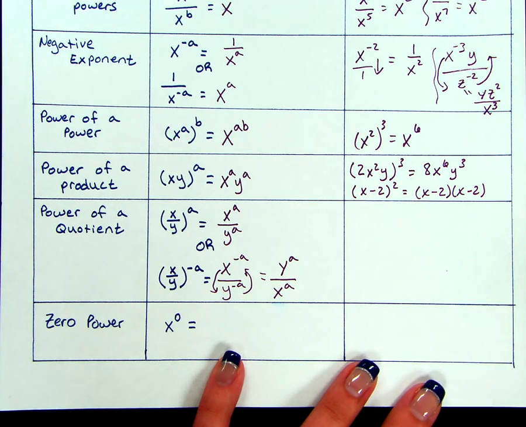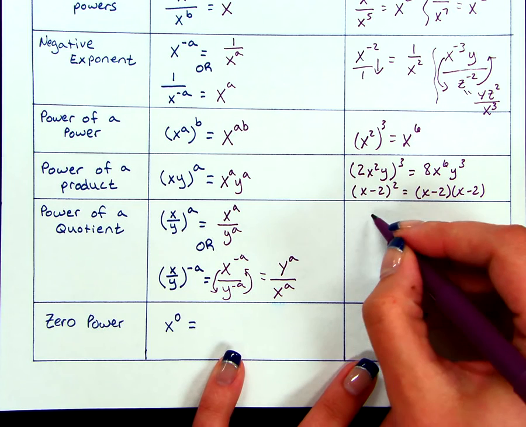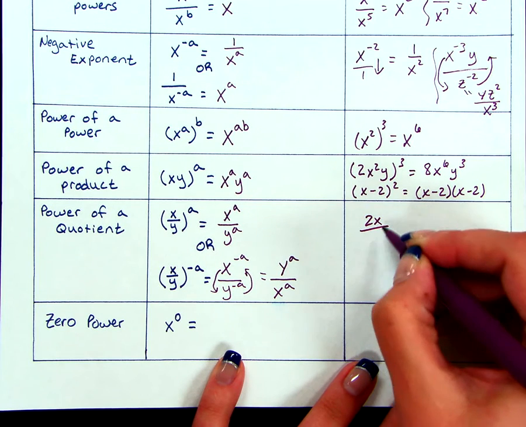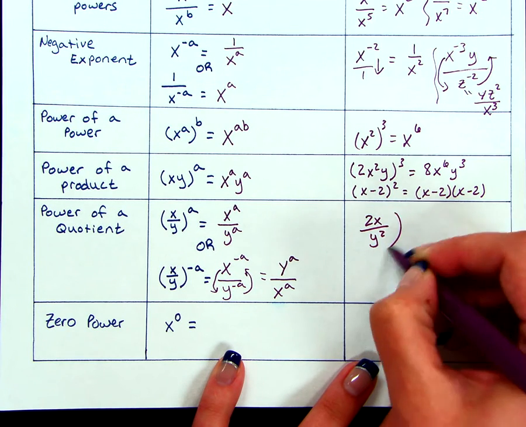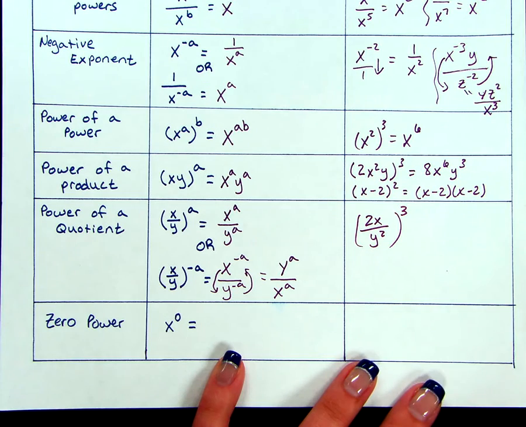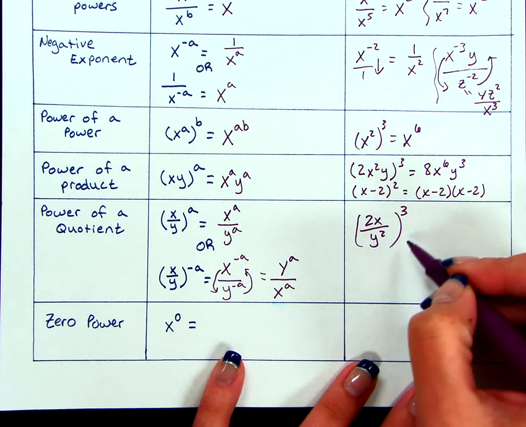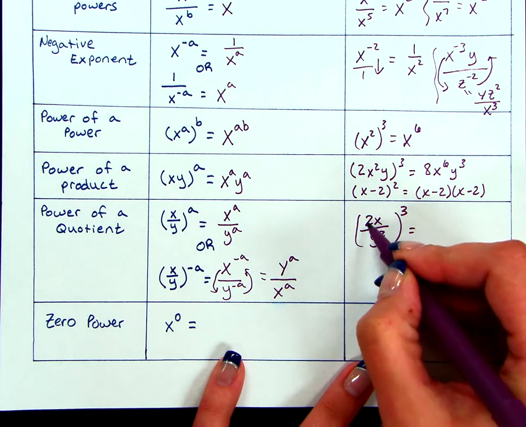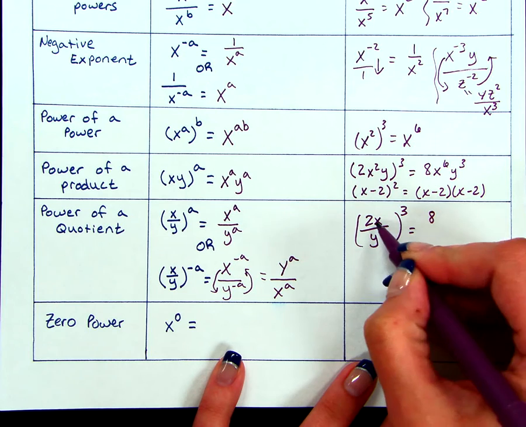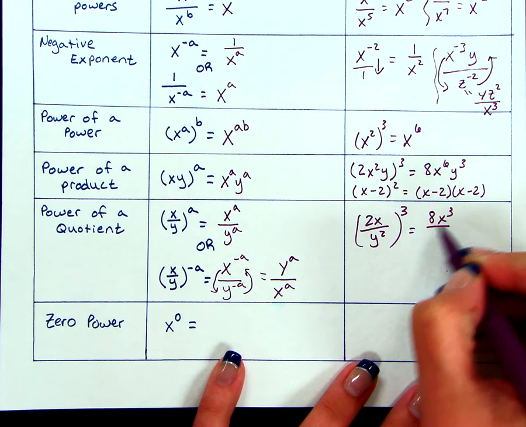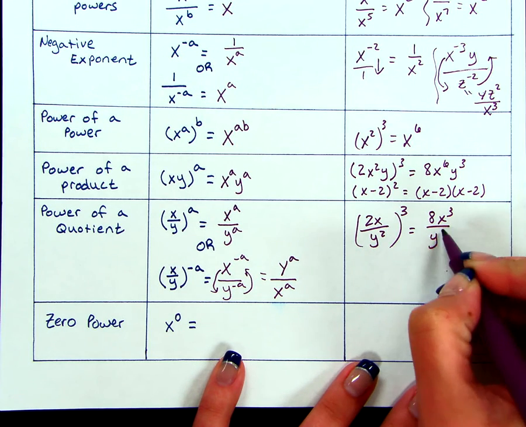So again, if we do an example here, let's say we had 2x divided by y squared, to the third power. So again, we have a monomial, so we can just distribute that 3 into each piece. So 2 cubed would be 8. Then that would become x cubed. 2 times 3 is 6, so y to the 6th in the denominator.